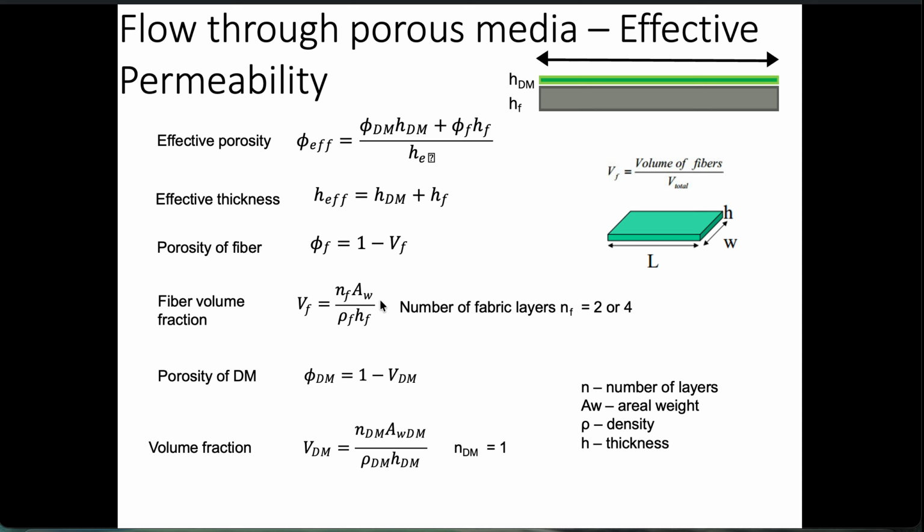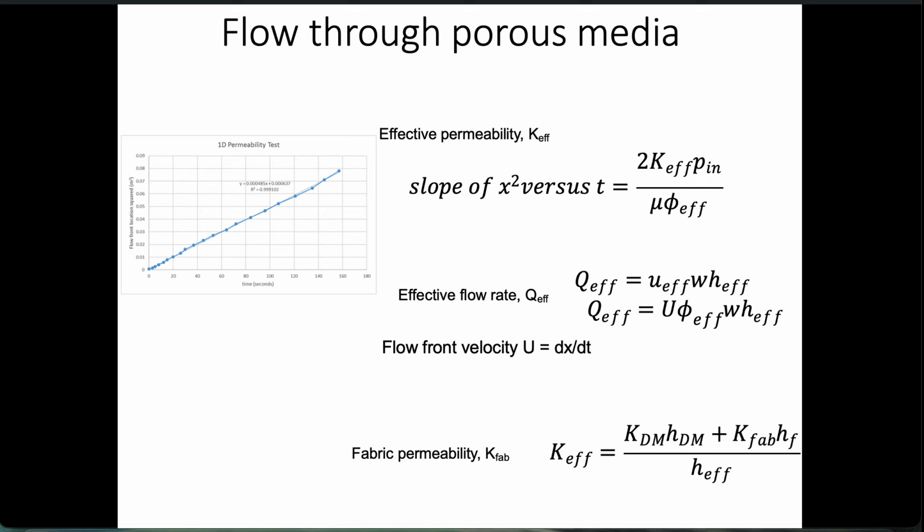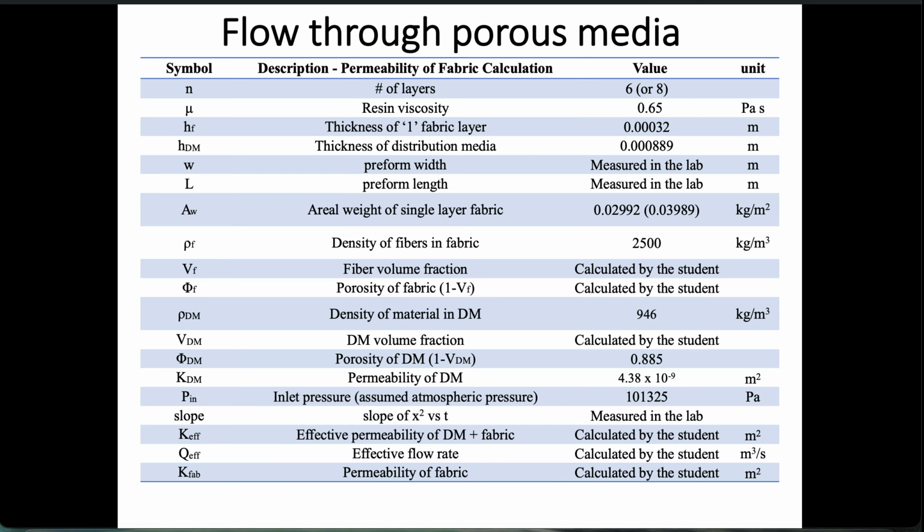This is the areal weight that is again given to you. Number of the fabric layers, you can do 2, 4, 6, or 8. The number of layers you use is not that important to us. We want to make sure you actually know the number of layers and do calculations based on those number of layers. And the porosity of this distribution medium can also be calculated using the same formulation, 1 minus the volume fraction of the distribution medium. Same ideas. So to do these calculations, you're going to need numbers from this table.